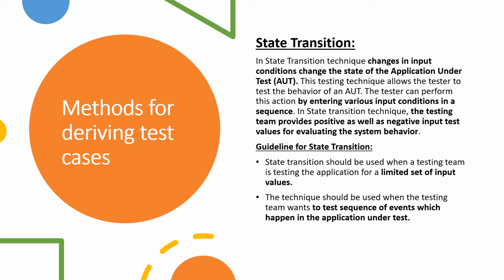As I said, if you have a limited set of input values, this is the best technique to use, and the tester can perform this by entering various input conditions in a sequence. In the state transition technique, the testing team provides positive as well as negative input test values for evaluating the system behavior. The technique should be used when the testing team wants to test the sequence of events which happen in the application under test.